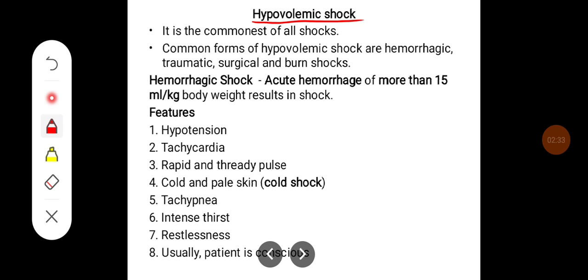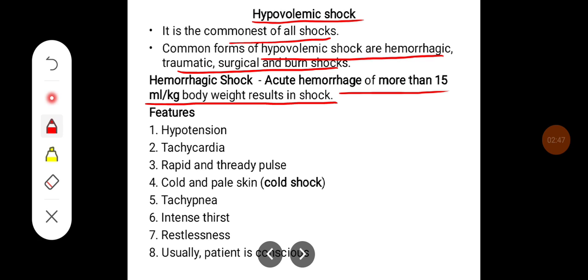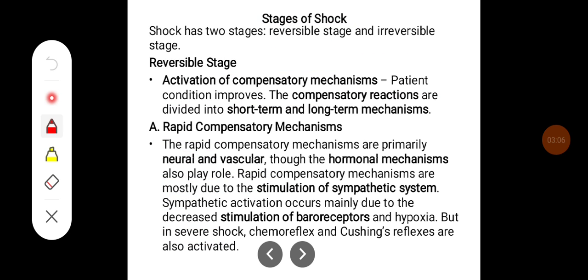Coming to hypovolemic shock, it is the commonest of all shocks. Common forms of hypovolemic shock are hemorrhagic, traumatic, surgical, and burn shocks. Hemorrhagic shock. Acute hemorrhage more than 15 ml per kg body weight loss is going to result in shock. Some of the features of hypovolemic shock are hypotension, tachycardia, rapid and thready pulse, cold and pale skin, tachypnea, intense thirst, restlessness, and usually patient is conscious.